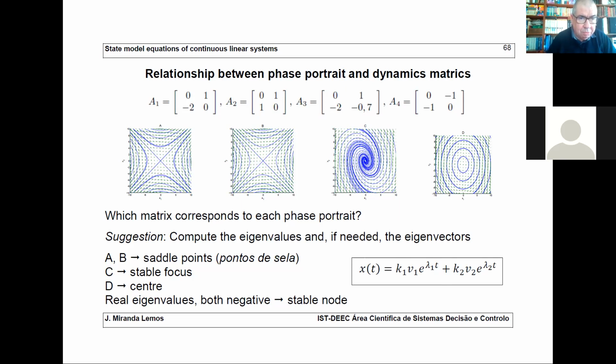So start by computing. I will give you some minutes to compute the eigenvalues of these four matrices. Then, in some cases, we are probably going to need the eigenvectors as well. So start to compute the eigenvalues. Let me remind you one thing. I'm sorry, I will have to connect my whiteboard.